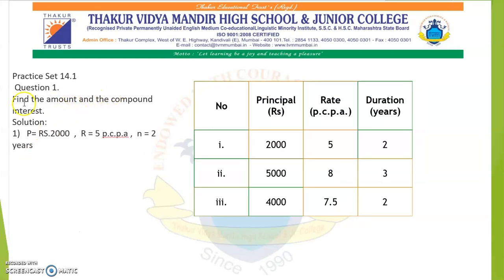In practice set 14.1, they have given, this is the principal 2000, rate is given in percent per annum. Duration we always calculate in years, rate in percent, and principal or amount or compound interest we will calculate in rupees. So see in the first question, principal is given rupees 2000, rate is given 5% per annum, and time period is given 2 years.